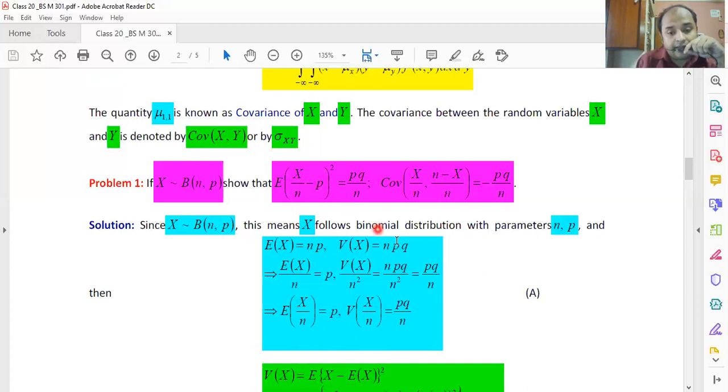So after this small analysis, I'm able to write expectation of capital X by n is equal to p, and variance of capital X by n is equal to pq by n. Just keep in mind that I am now considering the random variable of the form X by n. Let us mark it as capital A.